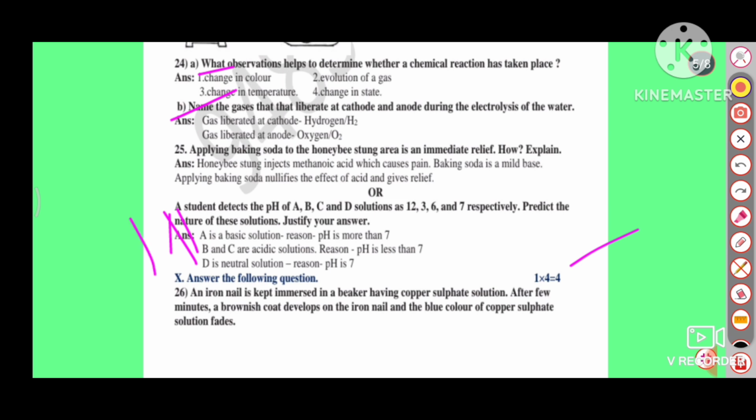Next, answer the following questions. Question: an iron nail is kept immersed in a beaker having copper sulfate solution. After a few minutes, a brownish coat developed on the iron nail and the blue color of the copper sulfate solution fades.